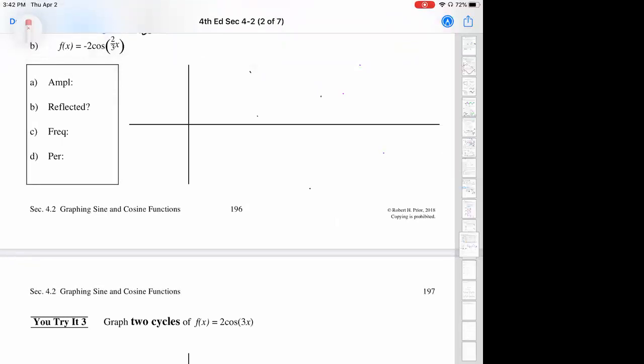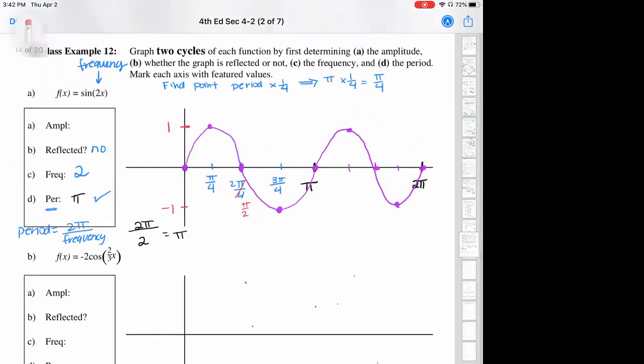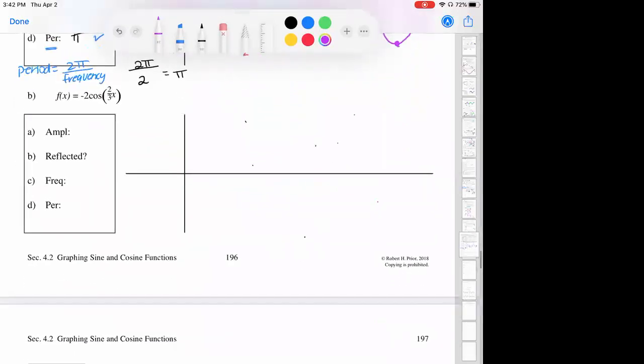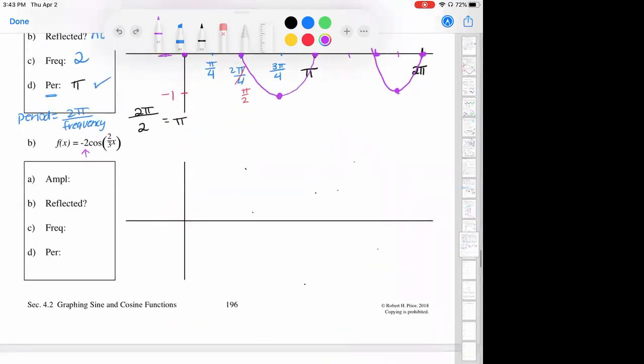Okay. So let's work on the amplitude. Oh, we never answered the amplitude on the first one. From our zero to our highest point is 1. So our amplitude is 1. All right. This one, your amplitude, I believe it's that number. Is that what the box says? Amplitude is always the A. Yeah, the A is the amplitude. So our amplitude would be 2.